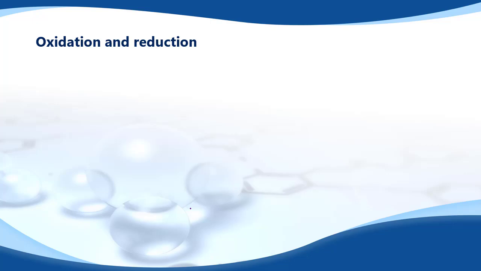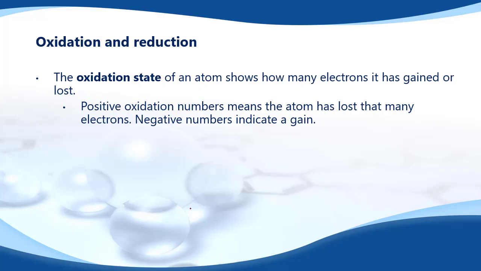Okay, so to start off with, oxidation and reduction. These terms involve transfer of electrons between substances, right? So first thing we want to go over is what an oxidation state is. Oxidation state is just showing the number of electrons something has gained, in which case its oxidation state will be negative, or how many it's lost, in which case its oxidation state will be positive. Right, so positive numbers indicate a loss of electrons, negative numbers indicate a gain of electrons.